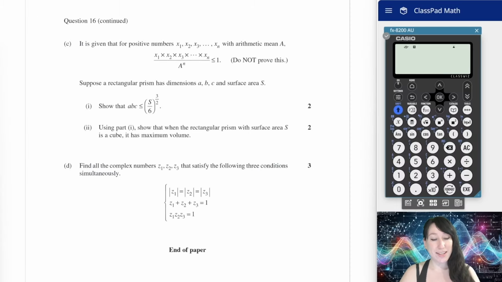Question 16d. Find all the complex numbers z1, z2, z3 that satisfy the following 3 conditions simultaneously. First, the modulus of z1 is equal to the modulus of z2 is equal to the modulus of z3. Second, z1 plus z2 plus z3 equals 1. And lastly, z1 times z2 times z3 equals 1.